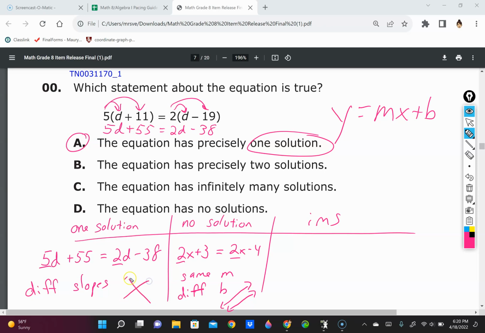One solution, they will cross, and the intersection point will be your solution. Infinitely many solutions, you will see something like everything will be the same. Infinitely many solutions. If you graphed it, you would graph the exact line right on top of the other one.